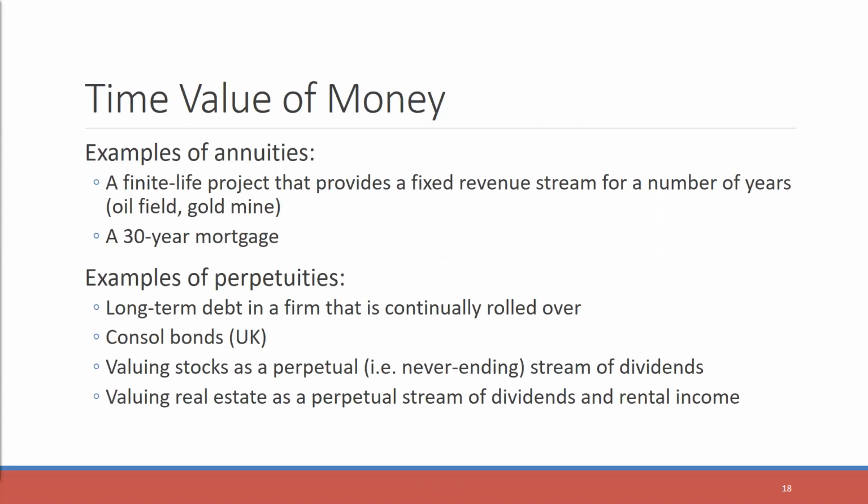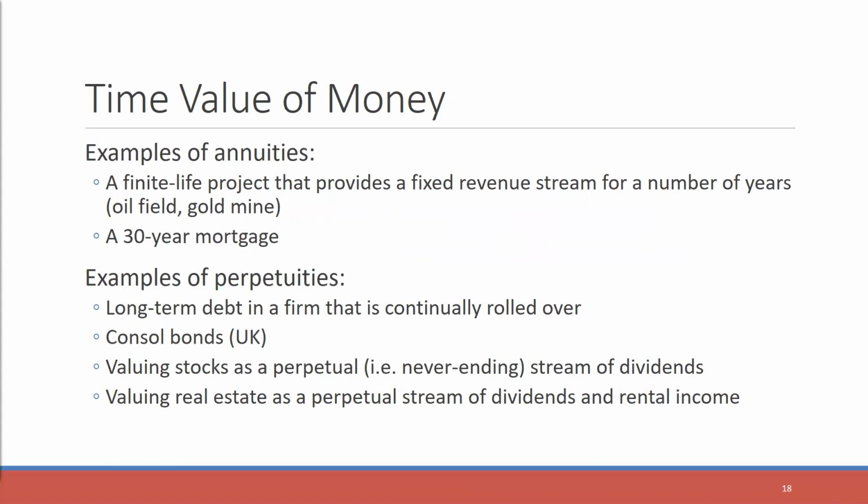Okay. An example of an annuity. A great example of an annuity that you probably have never thought of would be a mortgage. A finite life project is also a good example of an annuity. A finite life project means that the firm is going to undertake some investment that's going to have a stream of revenue for a fixed number of years.